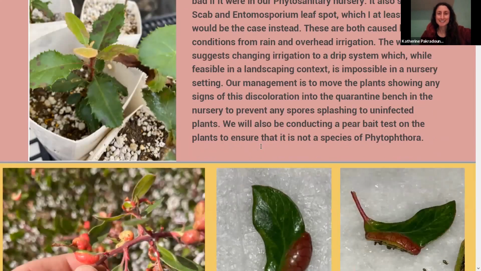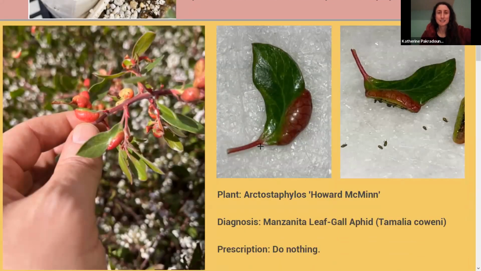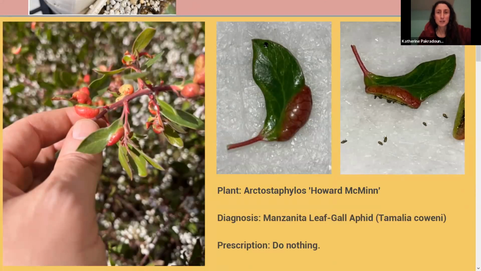All right, so next, this one is very, very fun. We talked about Manzanita leaf galls in the class. That was an example of it. And this is a wonderful set of photos that one of the students submitted. You can see on the left that the leaf galls are usually bright red. They are on the ends of the leaf. This is a Howard McMinn manzanita, and it tends to get pretty gally. The leaf gall aphid, I guess, is the insect itself.